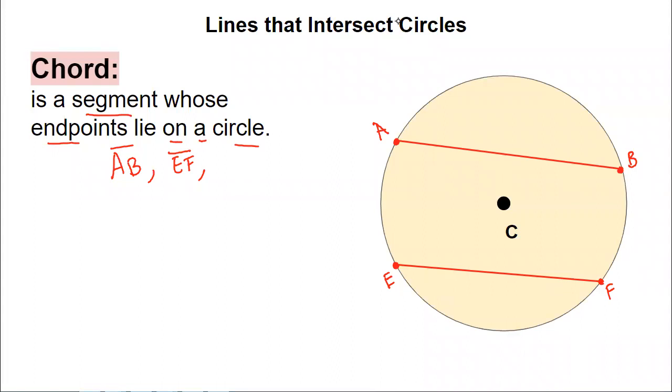I'm going to construct another endpoint right here, another endpoint at B. And I'm going to construct a segment that goes through C and B. Now, is this considered my diameter? Yes, it goes through my center, but it's also considered a chord. So let's label this one. Let's say G. This will be my chord GB or BG.